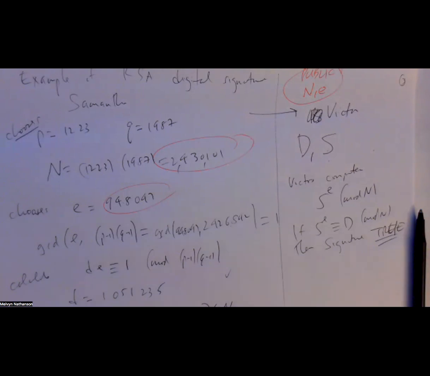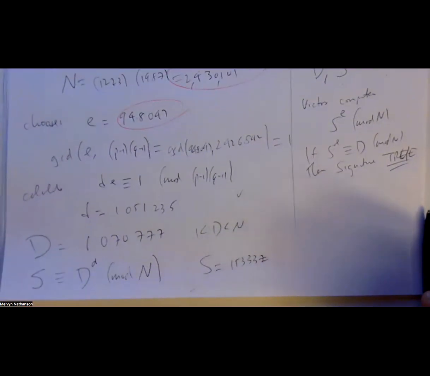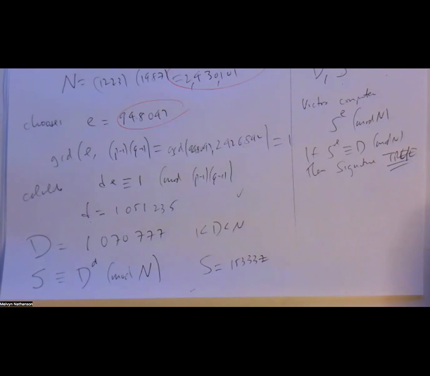So that is one digital signature scheme. So it's just a few pages in the text, but it's important to understand this. Okay, any questions about this? Any questions about anything else that we've done up to this point?